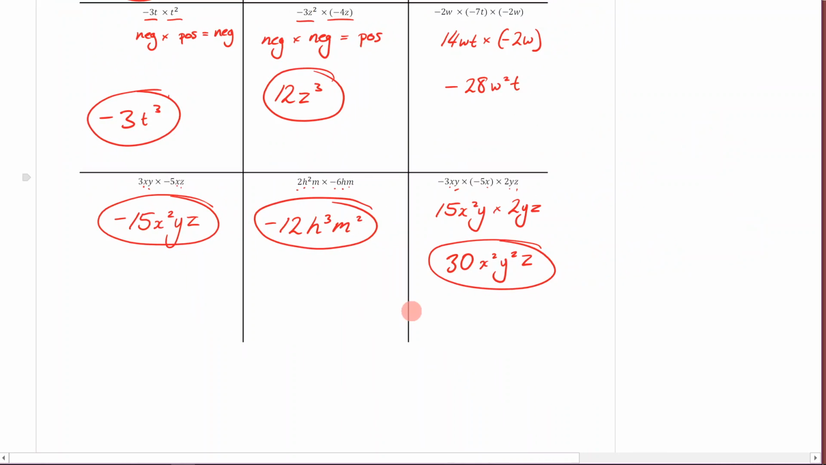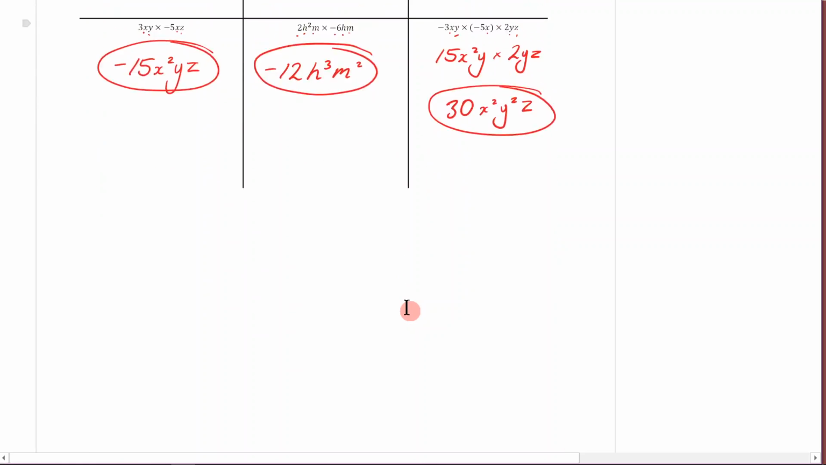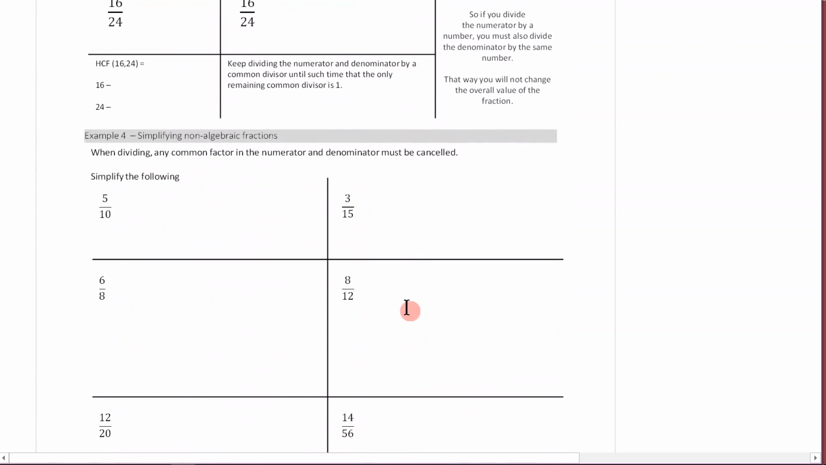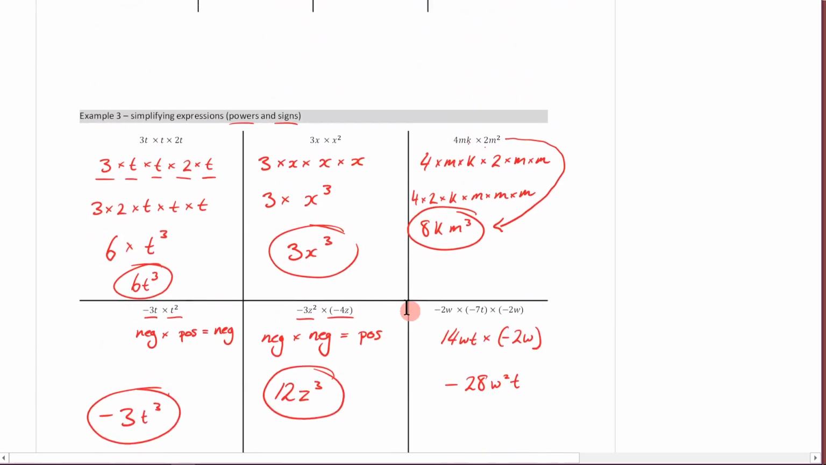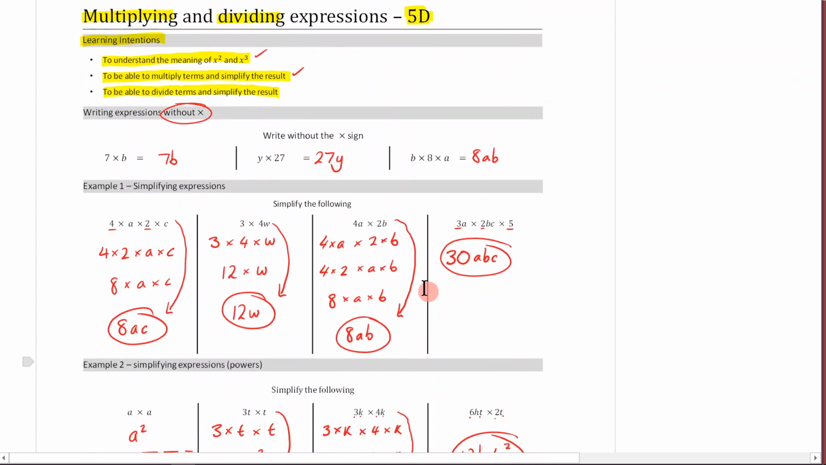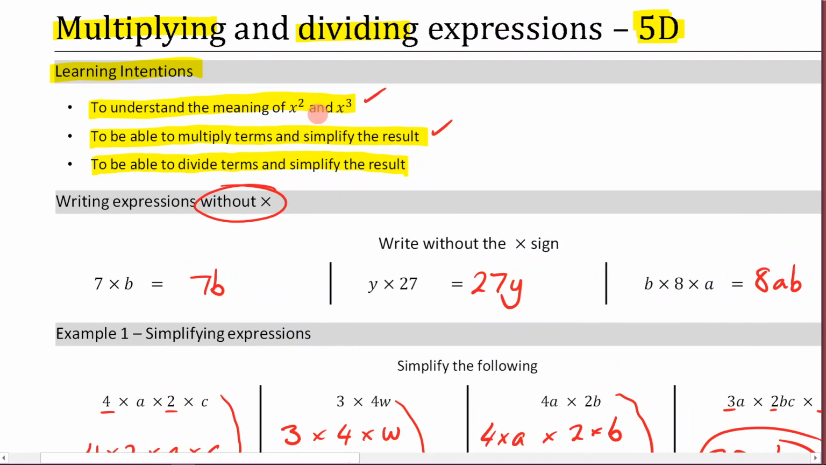Perfect. So that's all I'm going to talk about in terms of multiplication. In our next video, I'll go through simplifying fractions. So I just wanted to break it up so you don't get all overloaded on one idea. So in this lesson, we have simply gone through knowing what x squared and x cubed mean, and being able to multiply terms and simplify the results.